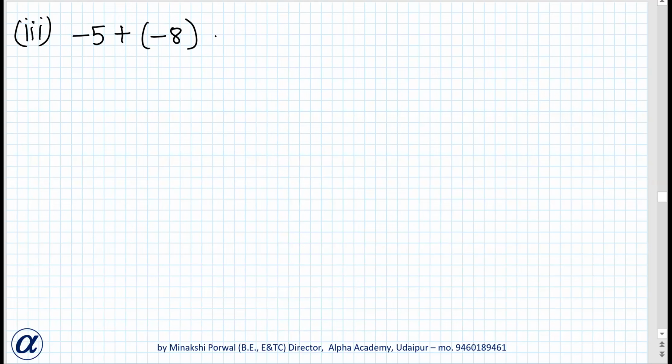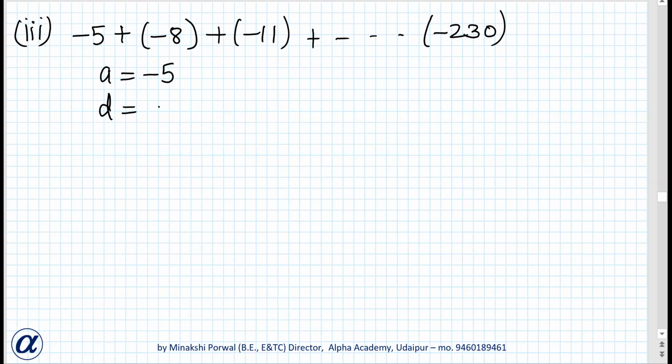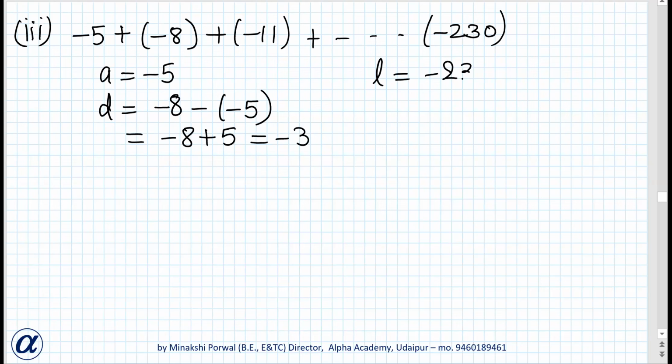Minus 8, minus 5 plus minus 8 plus minus 11 up to minus 230. A is equal to minus 5. D is the common difference, it is second term minus first term, that is equal to minus 8 plus 5, that is equal to minus 3. L is minus 230.